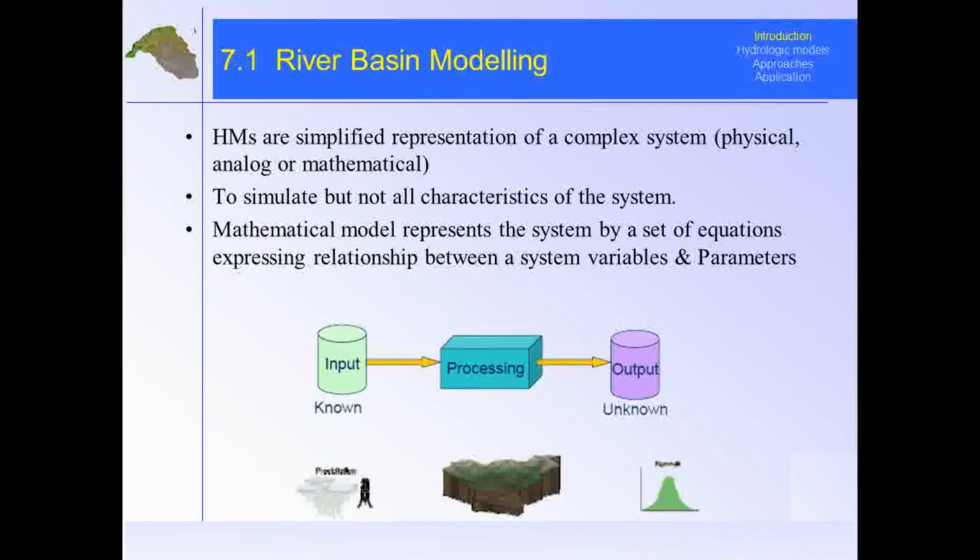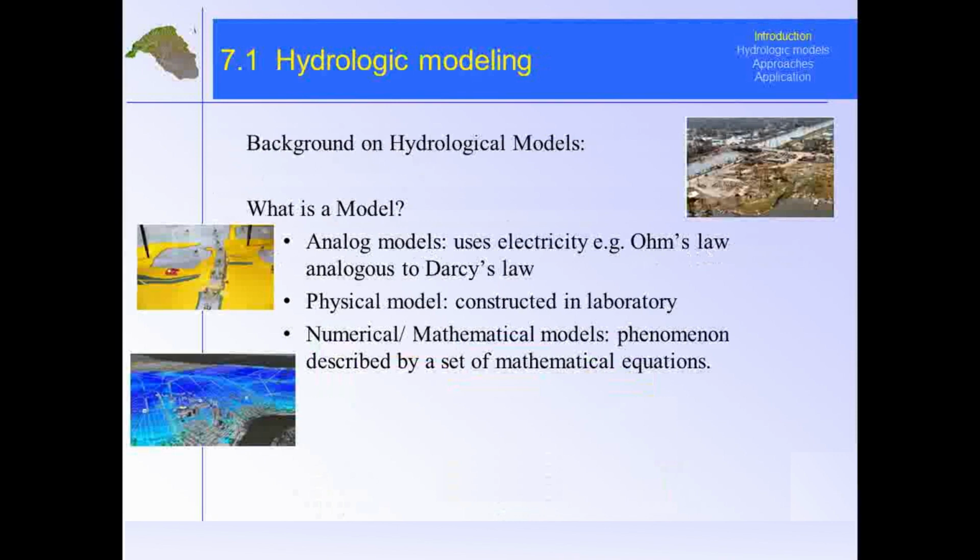Models are basically abstractions of reality. They take the same type of inputs almost like the natural process, and then they try to mimic the natural process. You may have analog models, you can have physical models, or numerical or mathematical models. Physical models are basically structures, with a certain scale, that you construct in the laboratory.